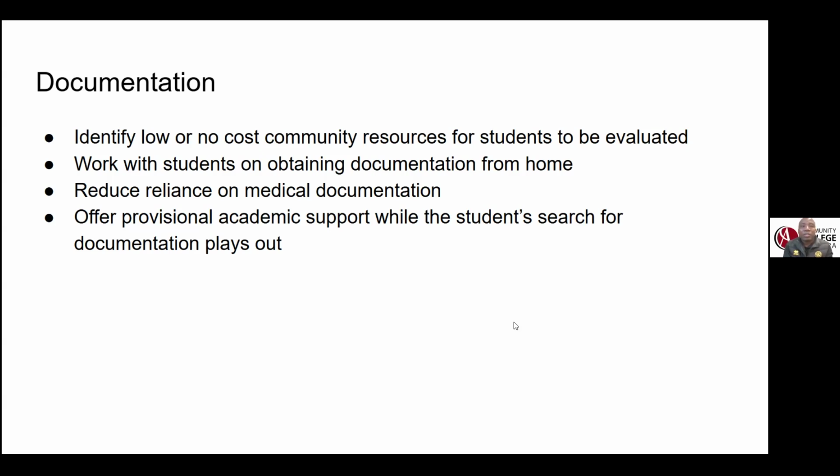The whole point of this section is: do not rely solely on documentation, because that could create some barrier for international students. If there's anything you want to add, Christine?